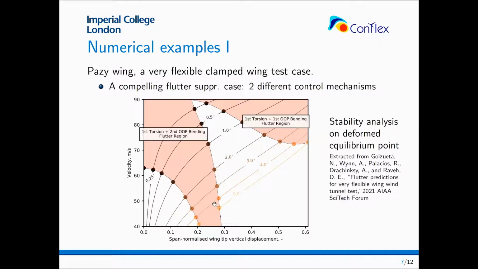The controller is trying to bring this point, which was initially sitting in this red region, outside to the right in this white region, by deforming, by bringing the structure to a more deformed configuration, where flutter no longer occurs.